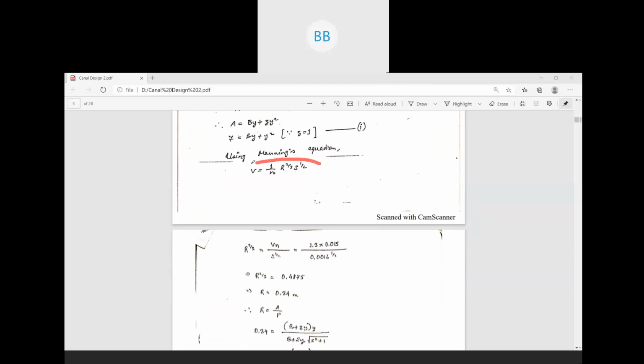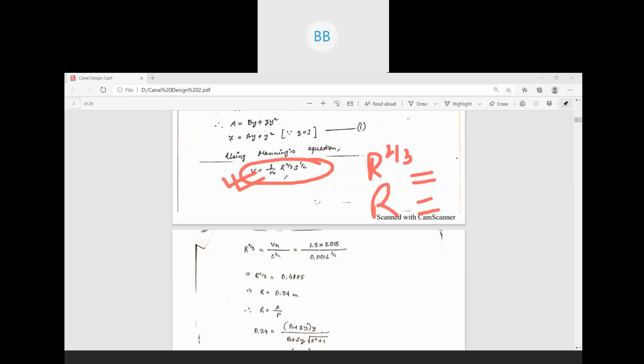Then you're going to use Manning's equation, because the Manning's n is already given in the equation. Okay, so we are going to use Manning's equation. From here, velocity is known to us in that particular equation, and the value is given, slope is also given, so you can find out r to the power 2 by 3. Or you can directly find out the r value.